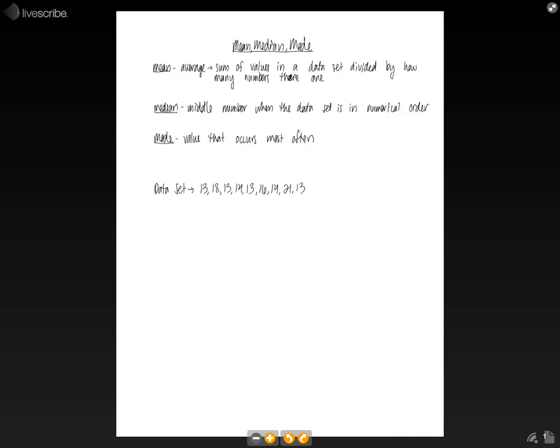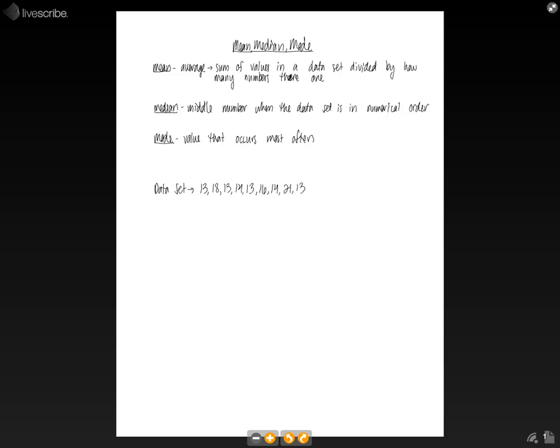In this lesson, we are going to go over the mean, median, and mode. So to start off with, the definition of mean is just basically the average. So it's the sum of the values in your data set divided by how many total numbers you have in your data set.